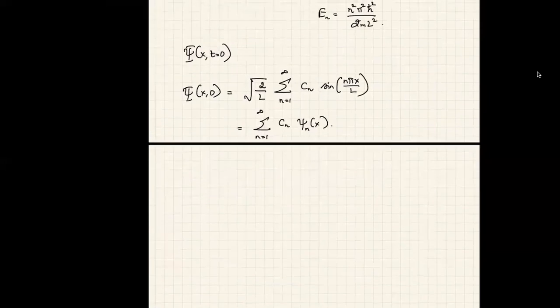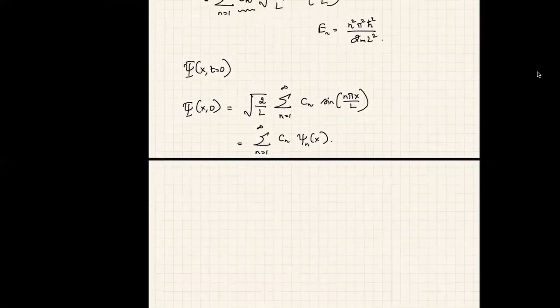So I have this equation, psi of x comma 0 equals this. I have to determine the Cn's. The way I'll determine the Cn's is by using the orthonormality of the psi n's. So I'll multiply both sides by psi m star and integrate.